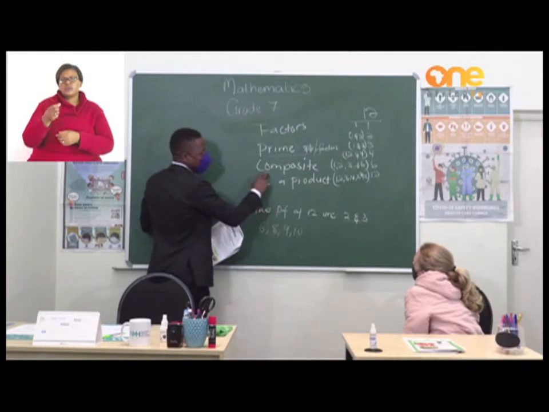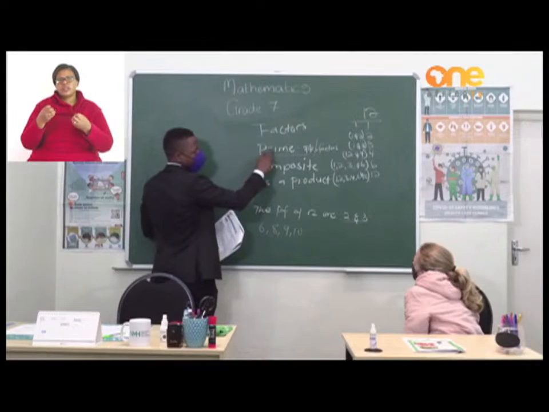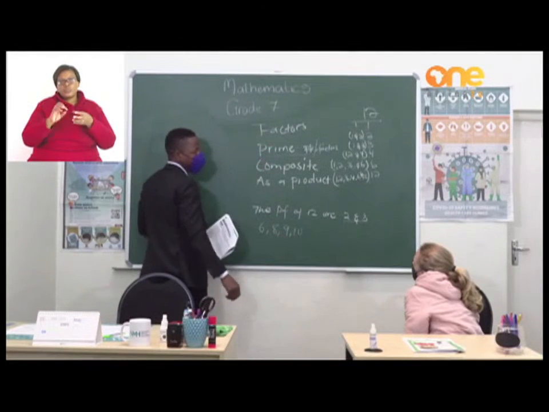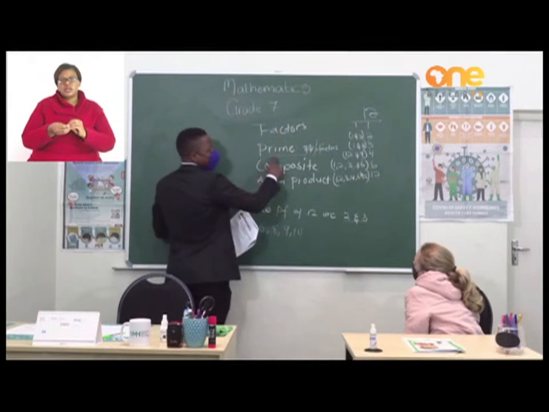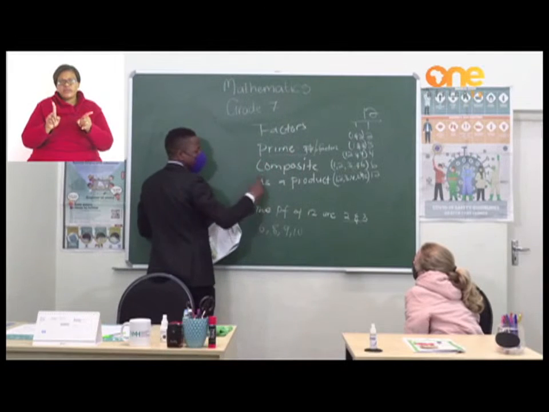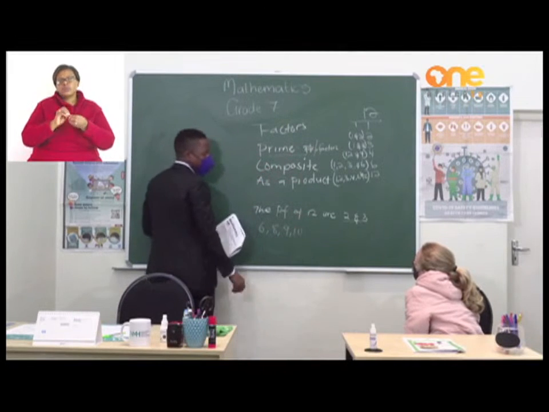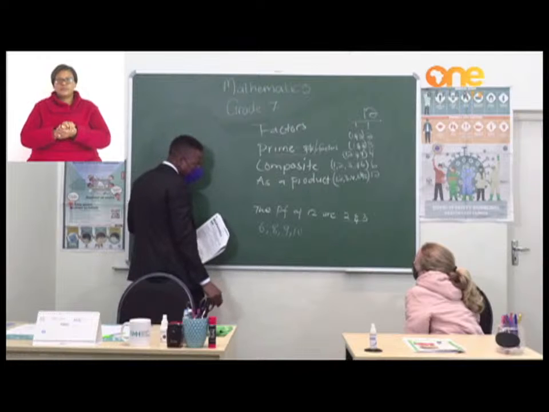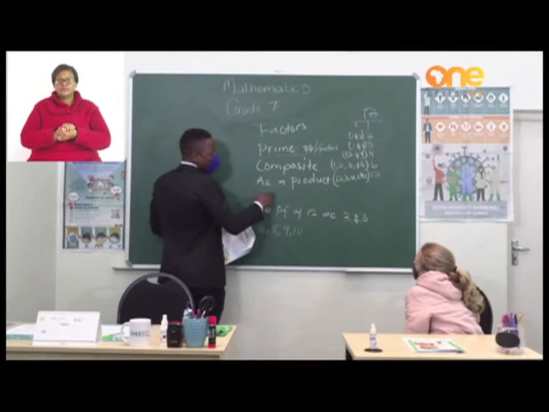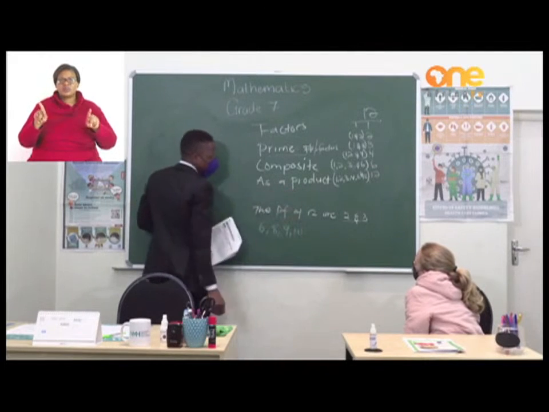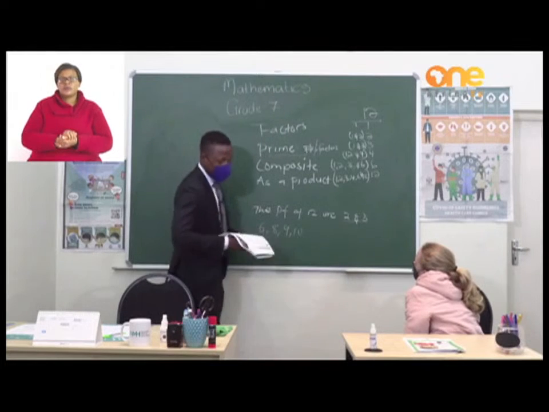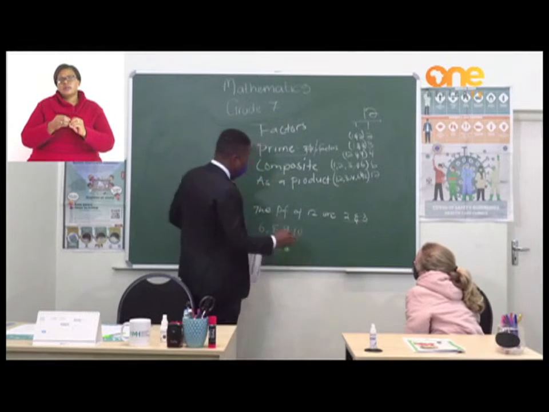So composite numbers are the opposite of prime numbers. The prime numbers have got 2 factors. The composite numbers have got more than 2 factors. The last one is to write a number as a product of its prime factors.